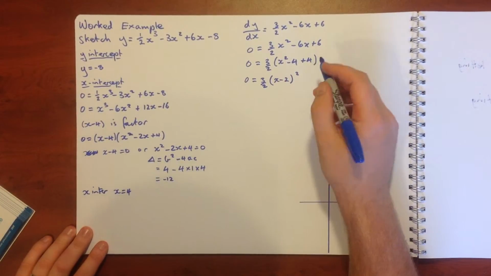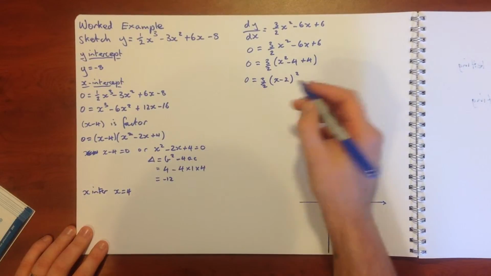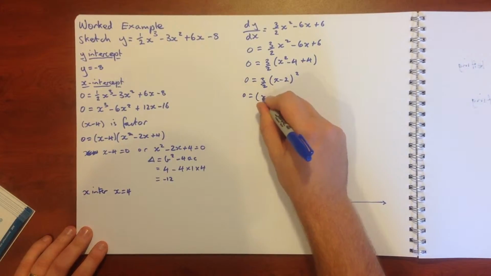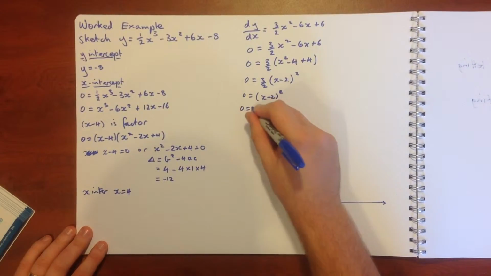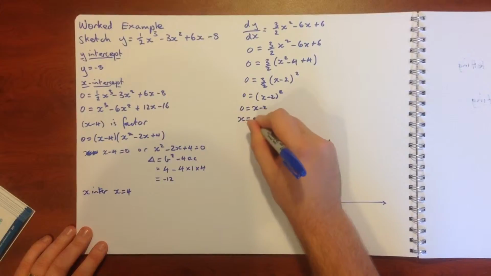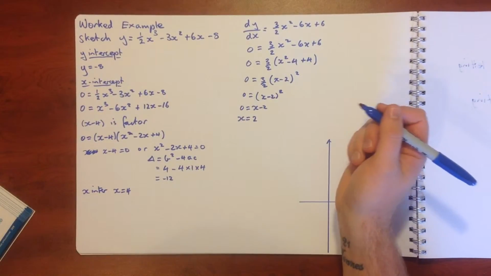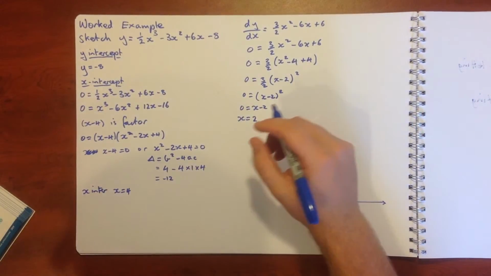So when we do that, we can divide by our 3 on 2. So 0 equals x take 2 squared. Take the square root: 0 equals x take 2. So that's when x equals 2. So we know we're going to get a stationary point at x equals 2.